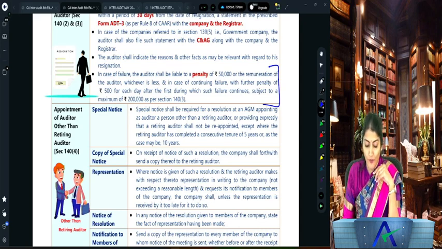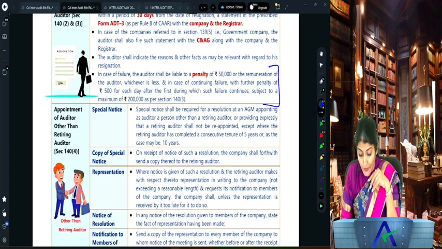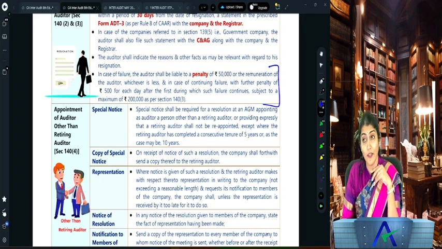In case of failure, the auditor shall be liable to a penalty of 50,000 or the remuneration of the auditor, whichever is less. So 50,000 or 35,000. So in my example, 35,000, and in case of continuing failure, with further penalty of 500 rupees for each day after the first, during which such failure continues, subject to a maximum of 2 lakh rupees.